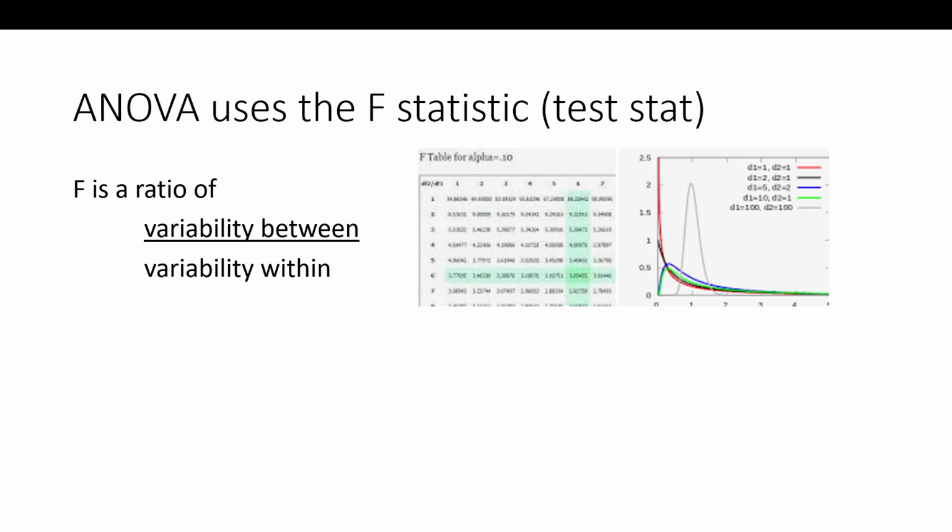The F distribution is a ratio, and this is actually a little bit important. It's variability between over variability within.